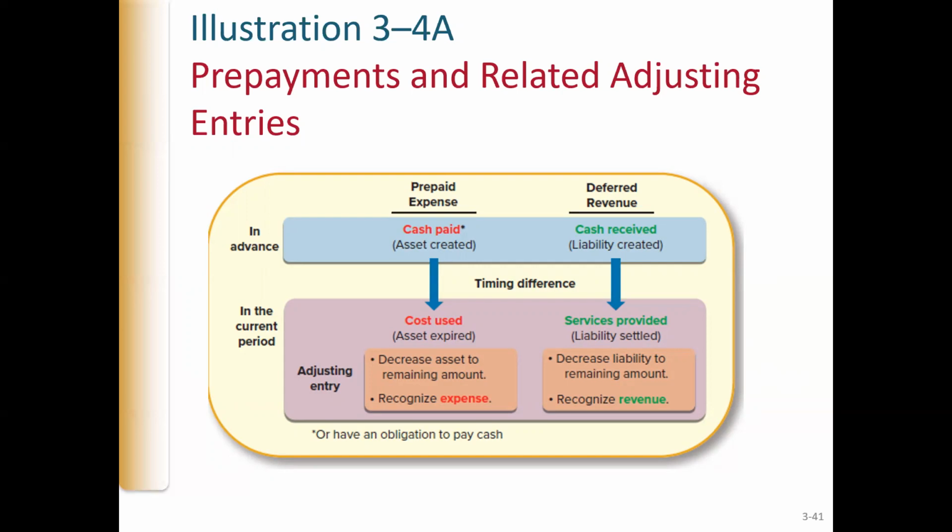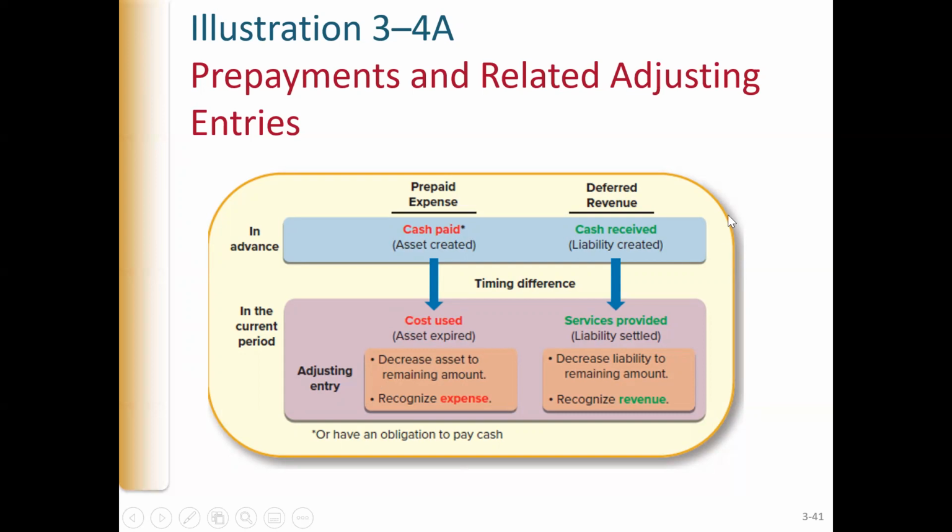Now, remember, with a prepaid expense, such as prepaying advertising, rent, or insurance, initially we pay cash, but we create an asset for that prepaid expense. Then through the passing of time, when the cost gets used up, it's at that time we need to debit our expense and credit, or reduce, our prepaid asset. That would be the adjusting entry.